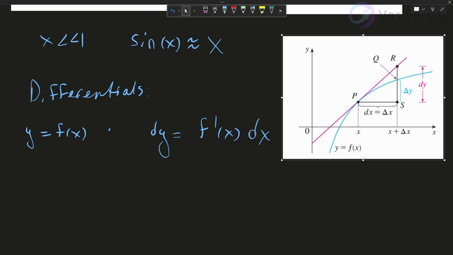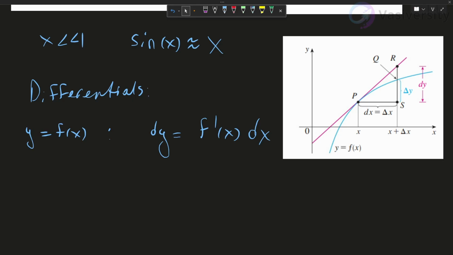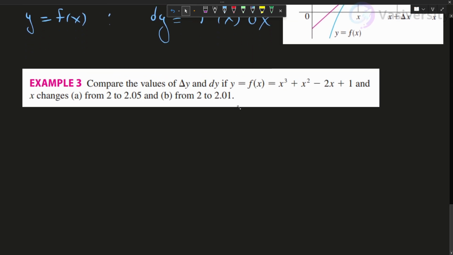So we want to compare the values of delta y and dy if y equals f of x equals x cubed plus x squared minus 2x plus 1, and x changes (a) from 2 to 2.05 and (b) from 2 to 2.01. So for part A, f of 2 is equal to 2 cubed plus 2 squared minus 2 times 2 plus 1, which is equal to 9.